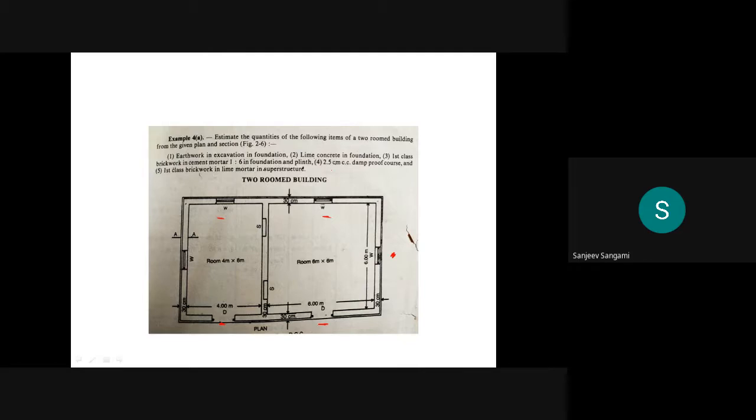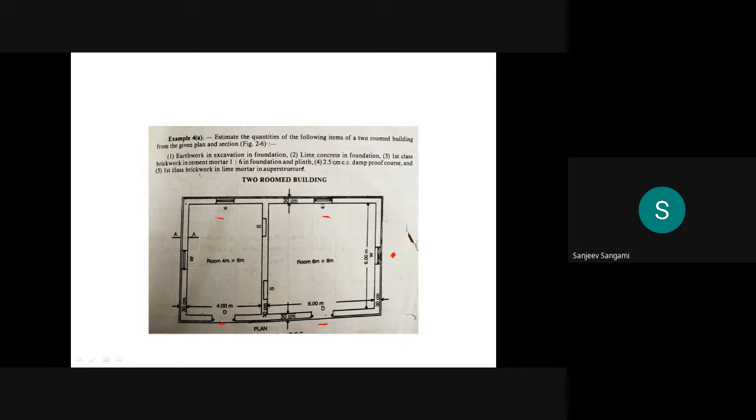Then, first class brickwork in cement mortar 1 is to 6 in foundation and plinth, 2.5 centimeter cement concrete damp proof course. So that you have to estimate, and superstructure brickwork, that also you have to estimate. Then DPC you have to estimate here. So what is new from the previous problem is the DPC calculation, how it has to be done.